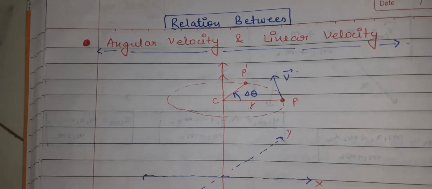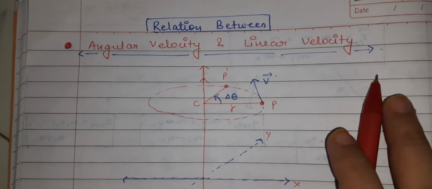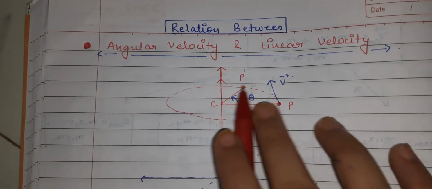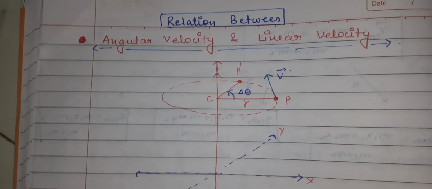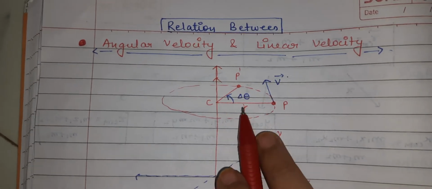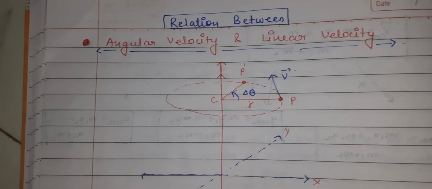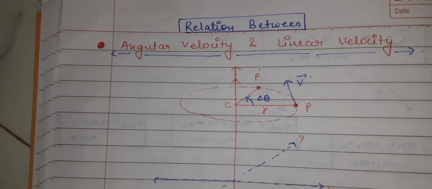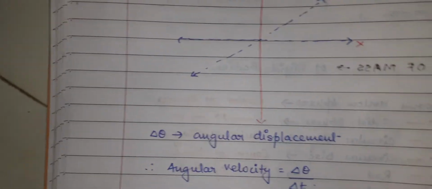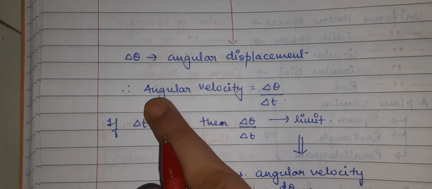And we know that this is the angular displacement. Whatever displacement concept we studied in linear motion is denoted by s. So when we talk about rotational motion, which term gives you the displacement? This theta gives you the displacement. Now we are talking about a small interval of time, that is why the displacement is also very small, and that is denoted by delta theta. So delta theta is basically the angular displacement.